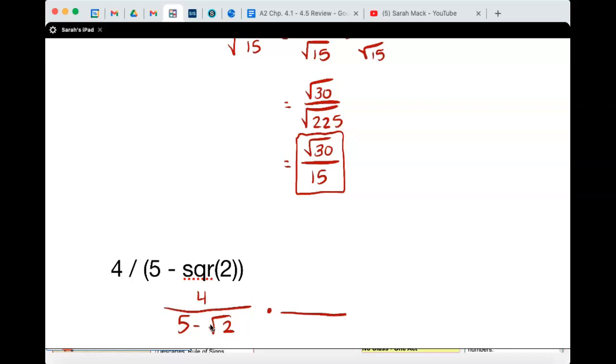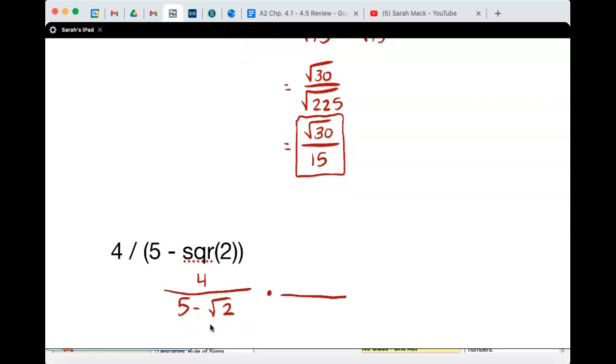So I'm still wanting to get the square root of 2 out of the denominator, right? So I need to multiply by something. Square root of 2. But since it's a binomial, I need something a little extra with this. Plus.